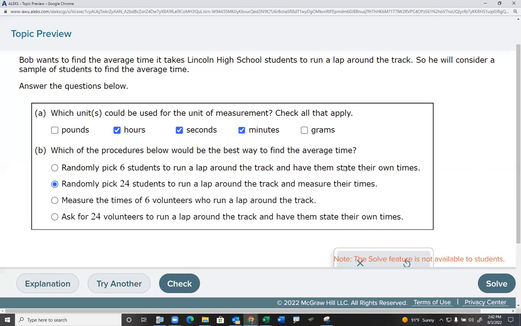And so having people volunteer their own information, self-reporting as they call it, does not tend to be as efficient as you measuring everything, at least when possible. So there's several things there to think about on this part B. All right.